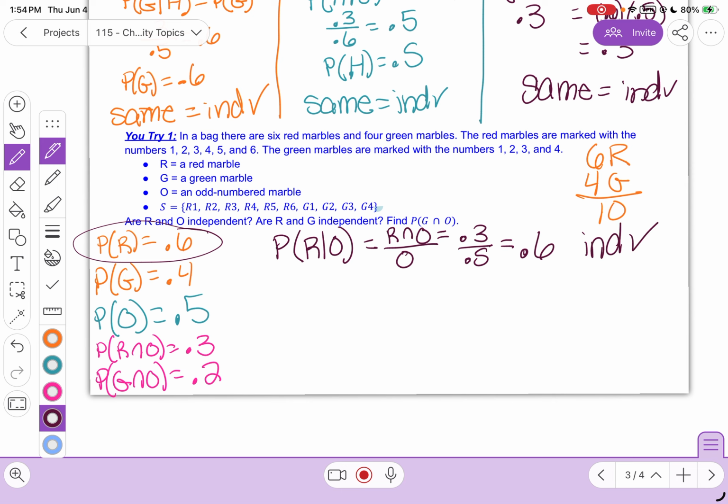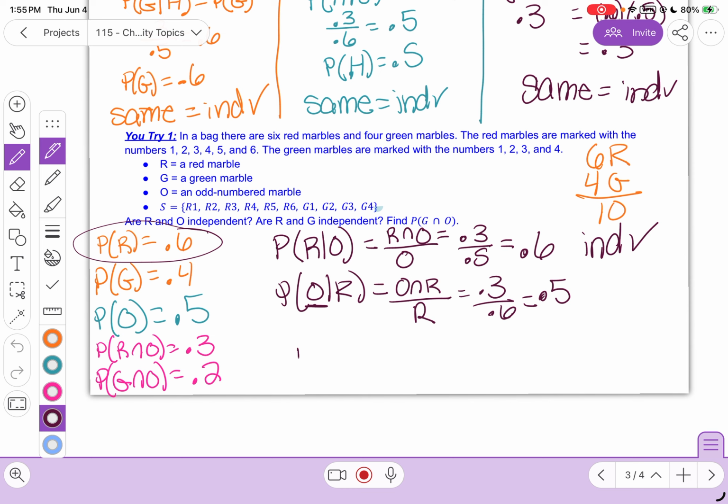We could have gone the other way. We could have said probability of O given R. Well, odd and red was 0.3. Probability of red was 0.6. 0.3 divided by 0.6 is 0.5. Probability of O is 0.5, so they're still independent.